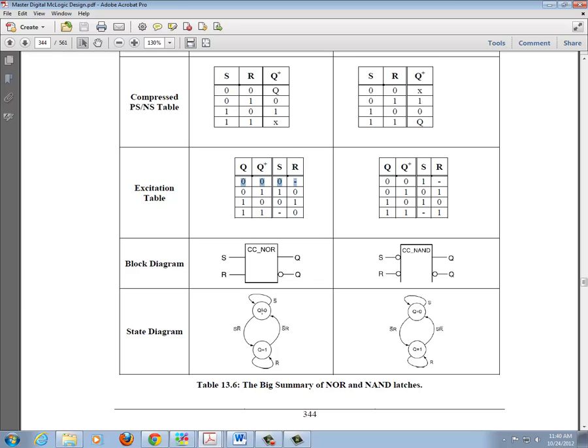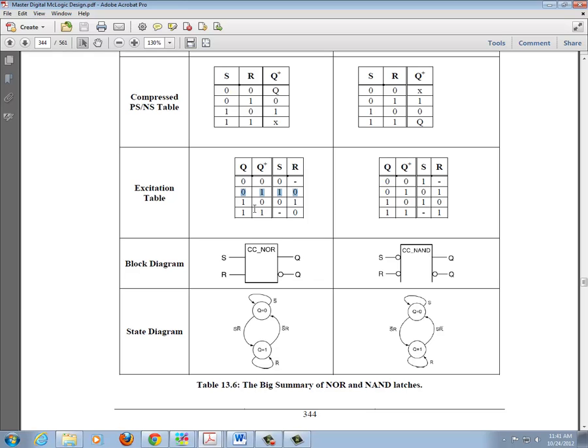Now if we want to go from 0 to 1, which is the second row in the truth table, that's when S is 1 and R is 0. So we can write our state transition, which is this arrow here, to go from state 0 to state 1. It's when S is 1 and R is 0, so we write it as S R naught. As you can see in the state diagram, you write your states in bubbles, and you write your transitions as arrows drawn between the bubbles, and label the arrows with the input conditions that cause those transitions.